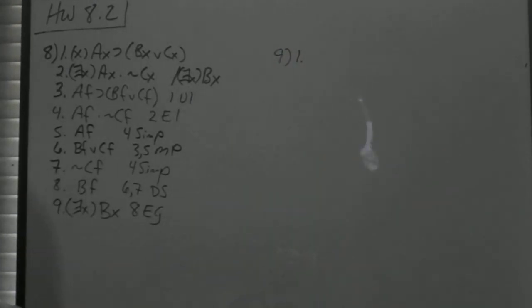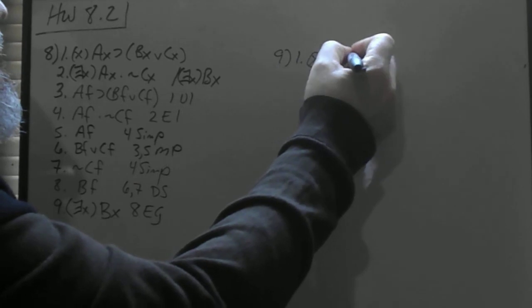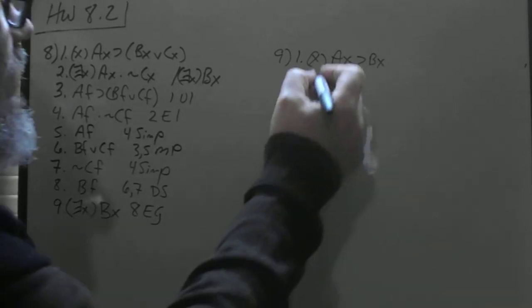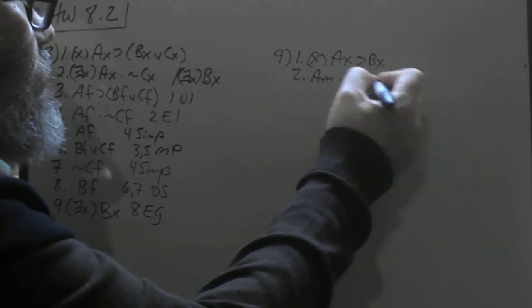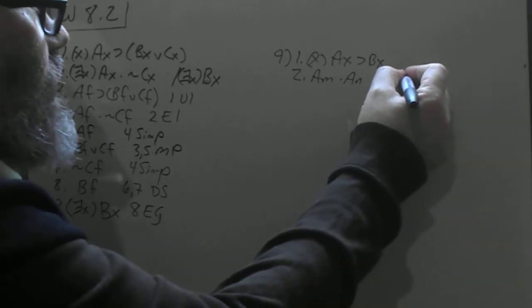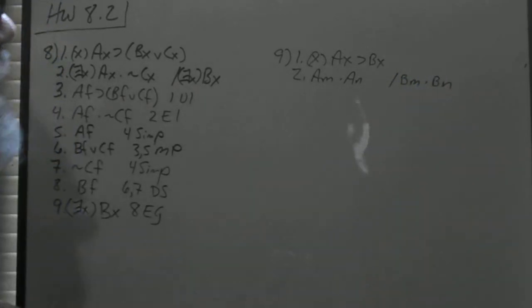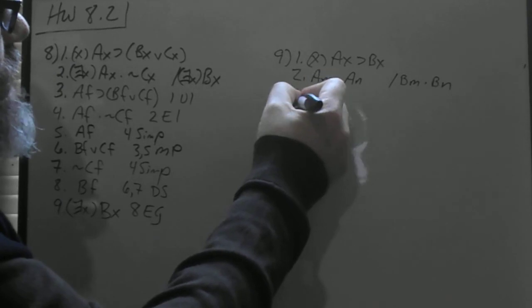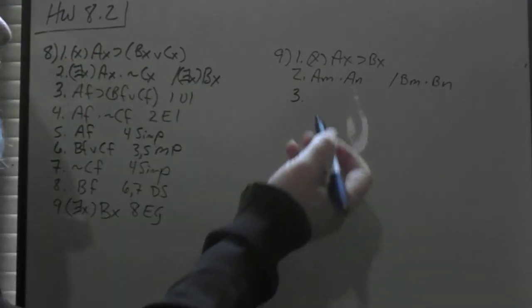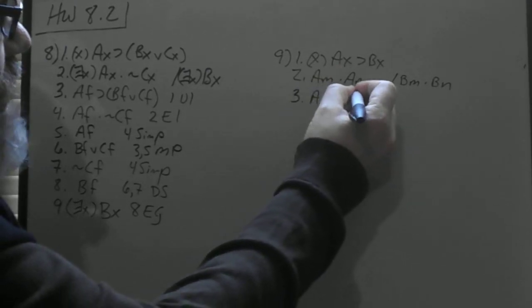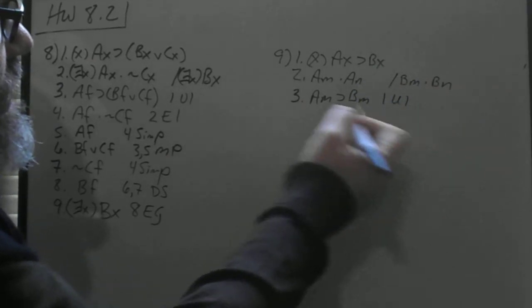Number 9, we've got x, AX, then BX. Line 2 is AM and AN. Therefore, BM and BN. All right, this one tries to be a little bit tricky too because they've given you 2 letters. But the thing is that x is a variable, so it can stand for both of those. So what I would do right to the start, I'm going to use a universal instantiation on line 1, make that AM, then BM. Line 1, universal instantiation.